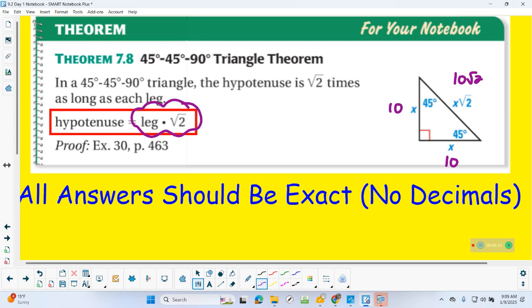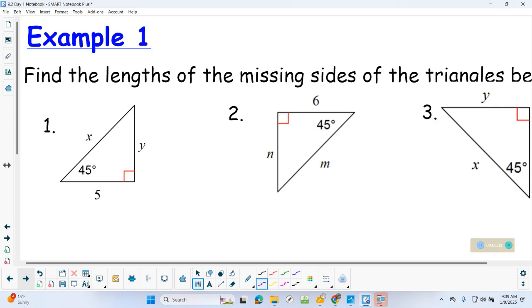If I have to do the opposite, if I give you the hypotenuse and I need the leg, just think about this, because this is going to come into play. What's the inverse operation of multiplication? Division. So I might have to divide later on when I have to go from the hypotenuse to a leg. So just think about that. And of course, we're doing exact answers. We're not giving decimals, etc.